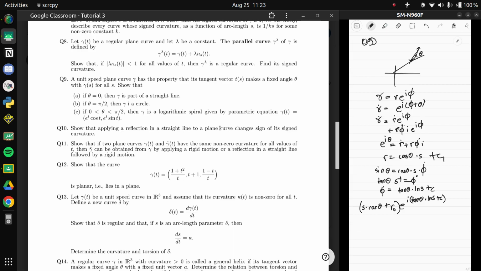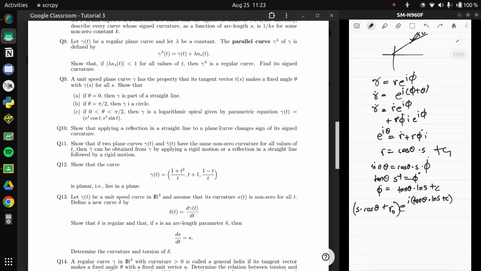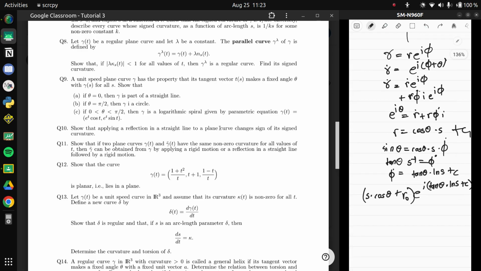Anyway, so what do we have? If theta equal to 0, then your tan theta is 0, so this whole term is not there anymore, and so it just becomes some plus c, so it's some direction. Then you got s cosine theta plus r naught, which is exactly just a straight line in that direction, right? So it's a straight line, sure.